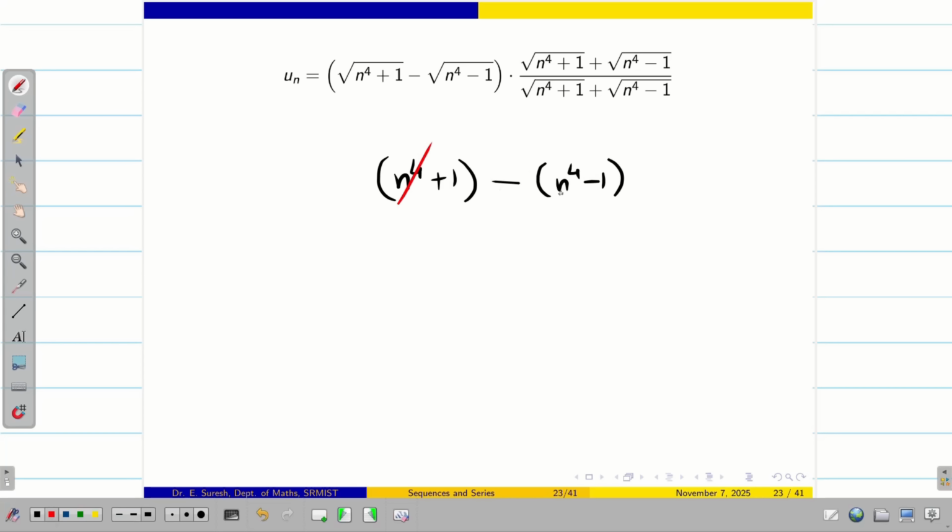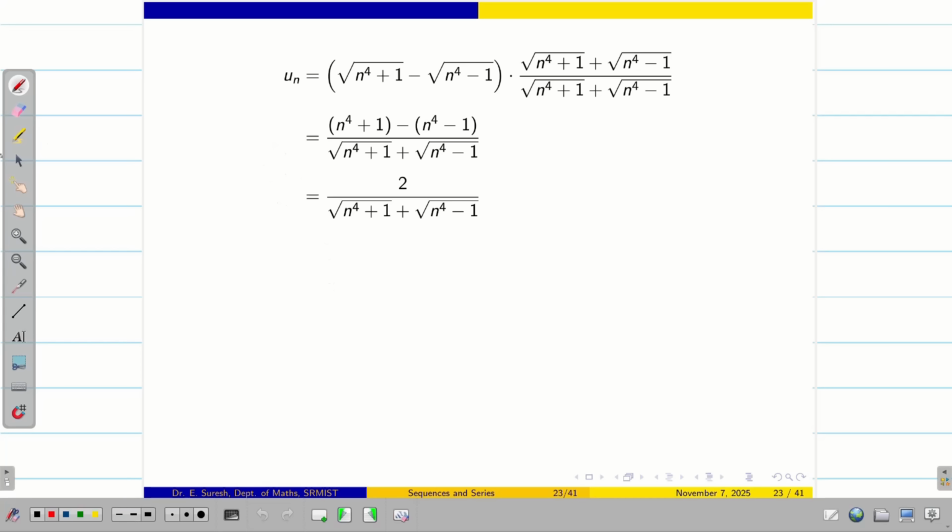I can cancel this n power 4. 1 minus of minus 1 is 2. So my numerator will become simply 2 and in the denominator I just get this term. Next we can take this n power 4 in common from each term and we will get like this.